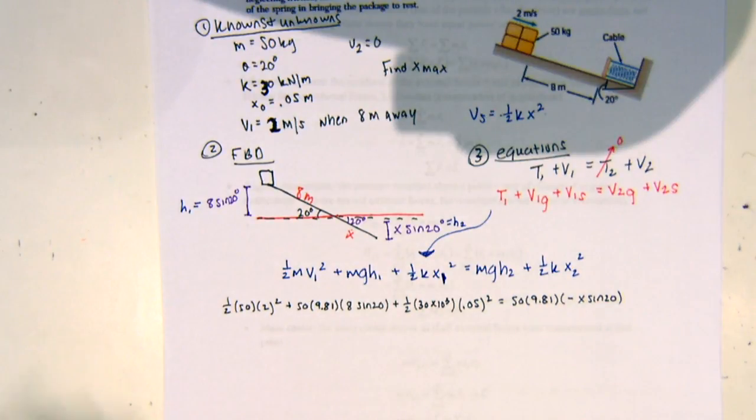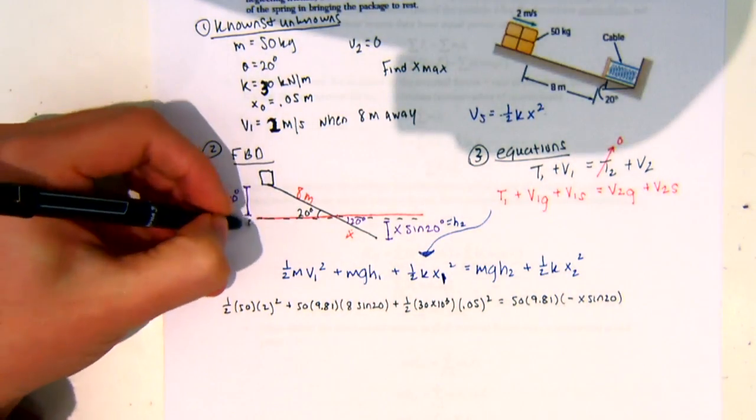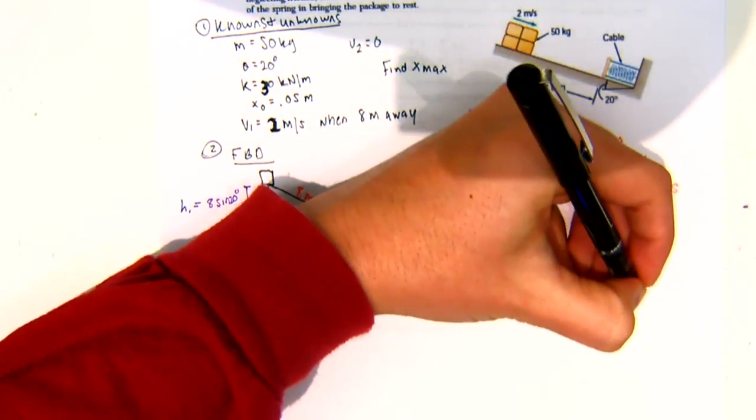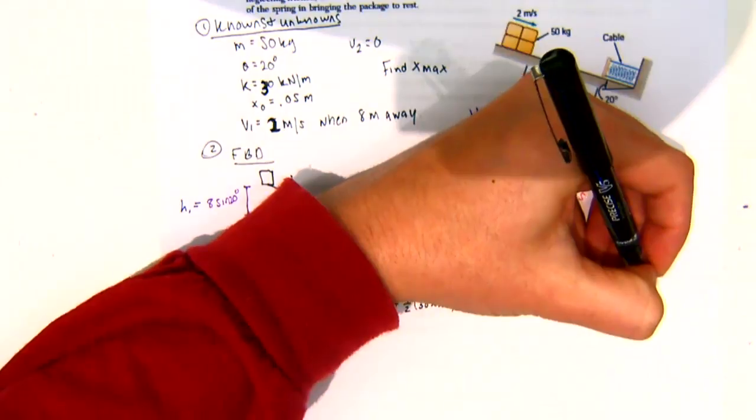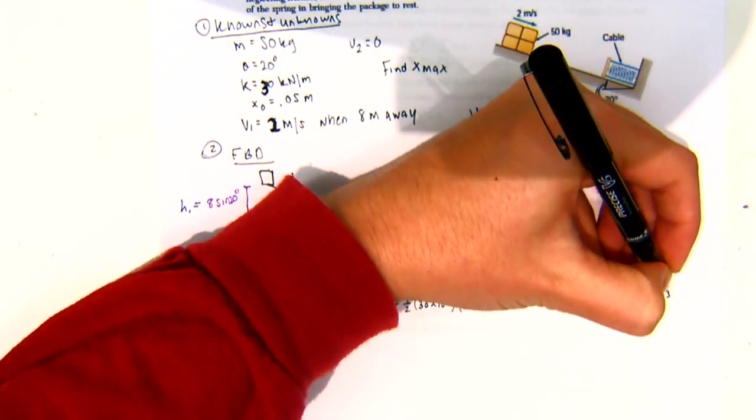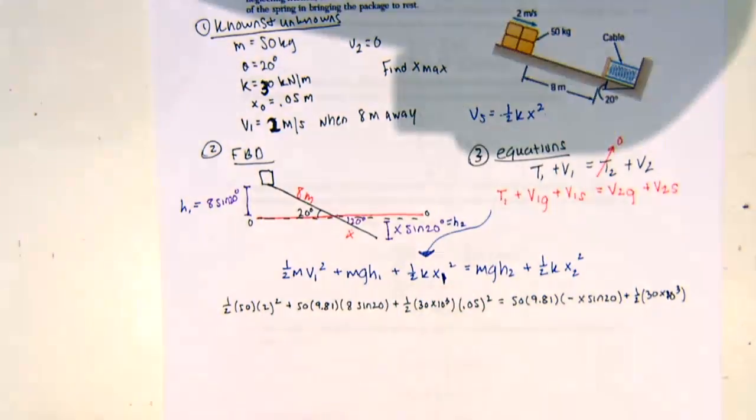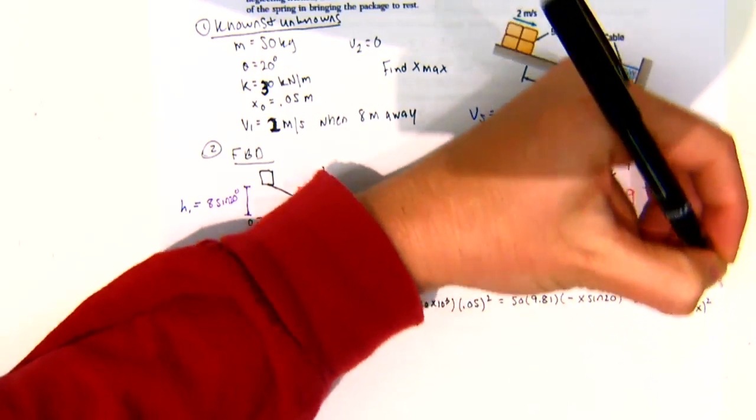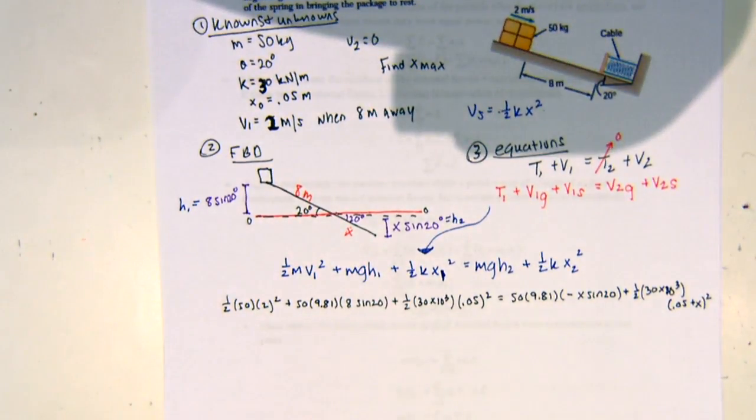So it's under our 0 point. So our datum, we said, was right there. Anything below that would be negative. Then I have plus 1/2 times my k, which is 30 times 10 to the 3. And then for that deformation, I'm going to plug in 0.05 plus x squared, right? So it's initially compressed 0.05. It's going to be compressed even more. So it's an additional compression.